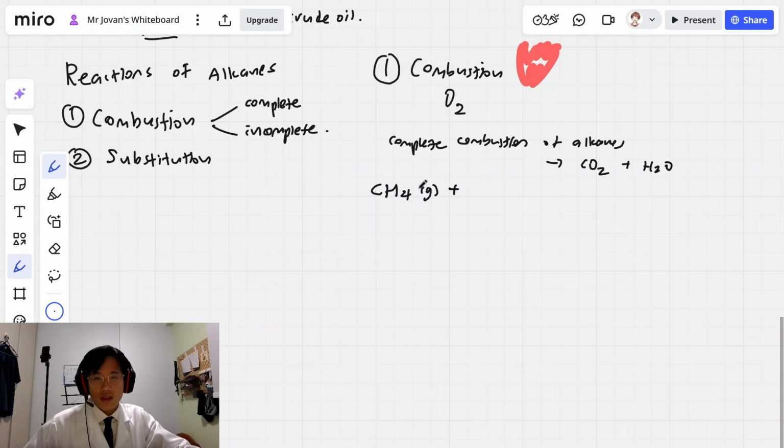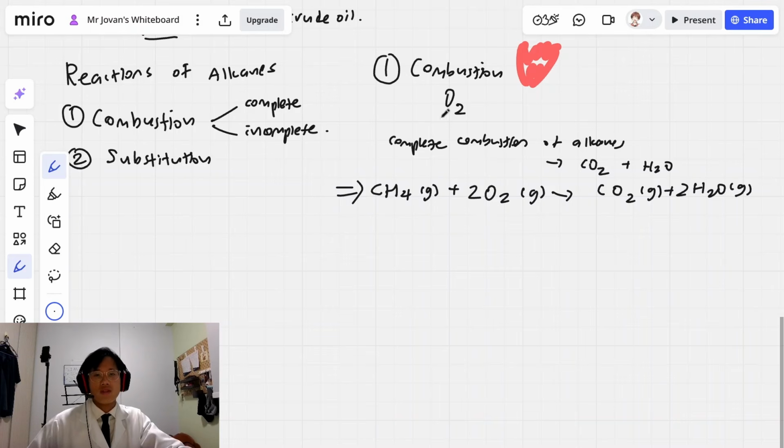I'm going to fill in the reactants and products first before balancing this equation. So I get CO2 gas plus H2O. Since I'm burning, this H2O will be evaporated into a gas. Balancing this equation, this is the equation for complete combustion of alkane. Literally, the only thing you need is oxygen. To have a complete combustion of alkane, you will need excess oxygen.